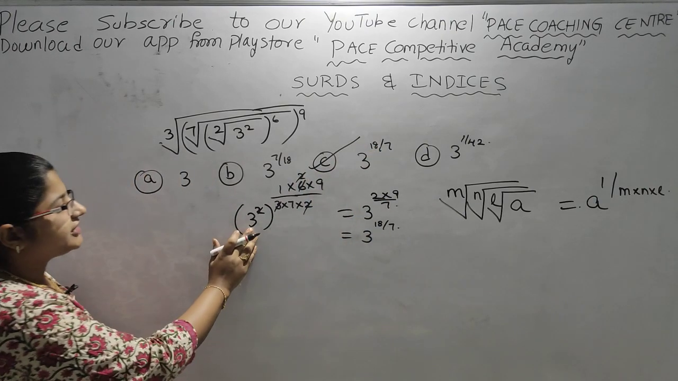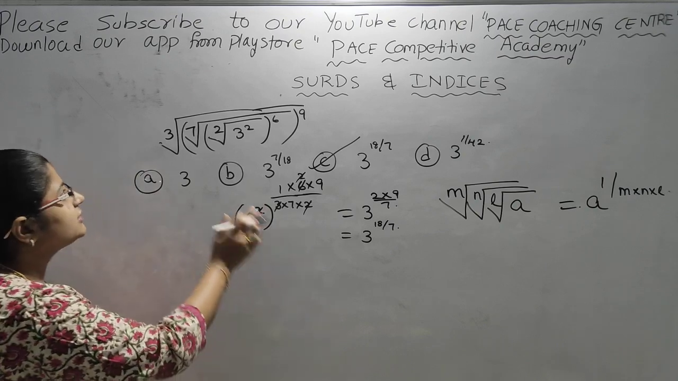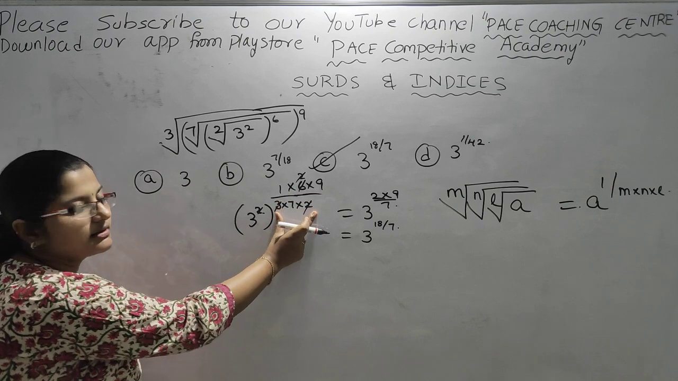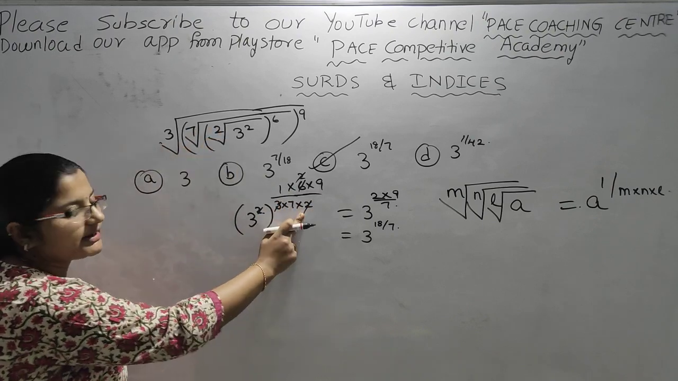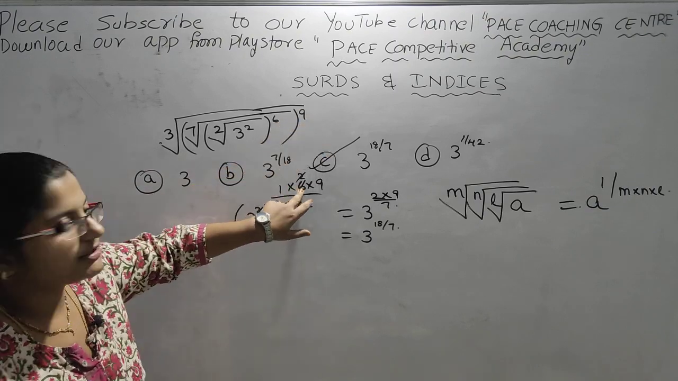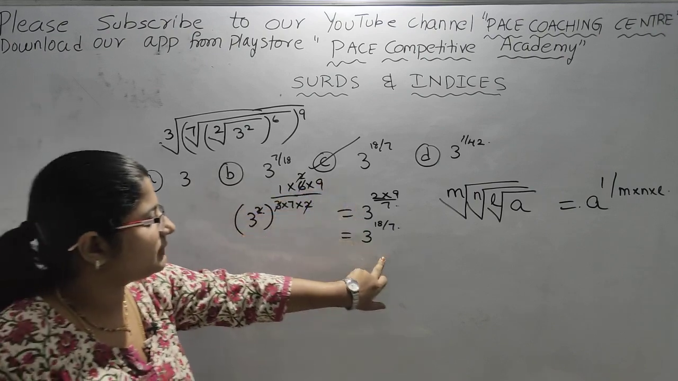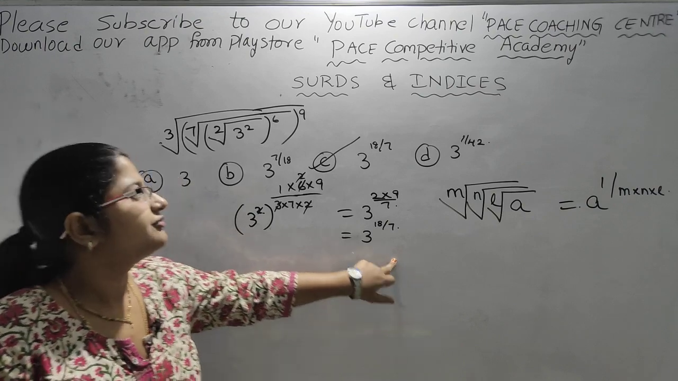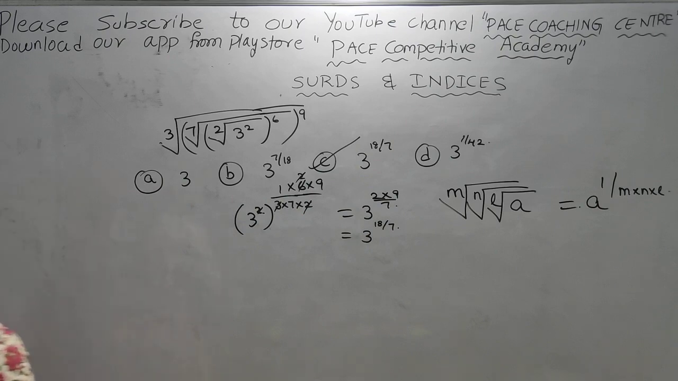See guys, what I have done? The inside number, which is nothing but 3 square whole power, all the roots should be in the denominator of the power. Okay. Which is 3 into 7 into 2. And the whole powers should be in the numerator of the power, which is 6 into 9. So after further simplification, you will be getting 3 power 18 by 7. So 3 power 18 by 7 is the right answer. Okay. So coming to the next question.